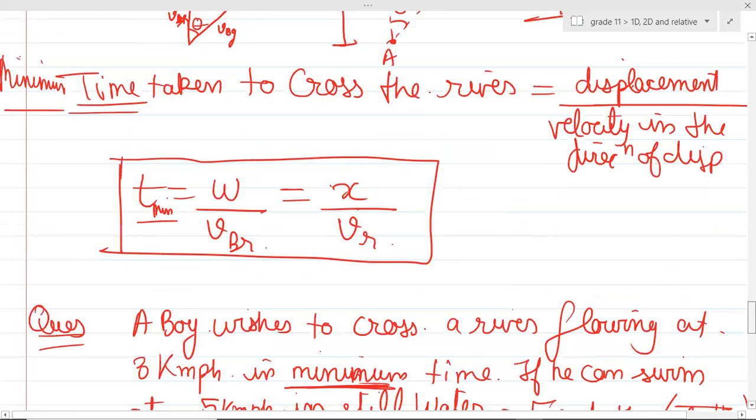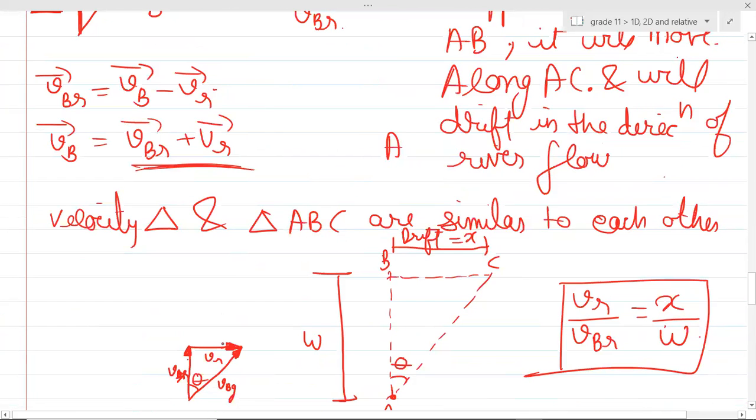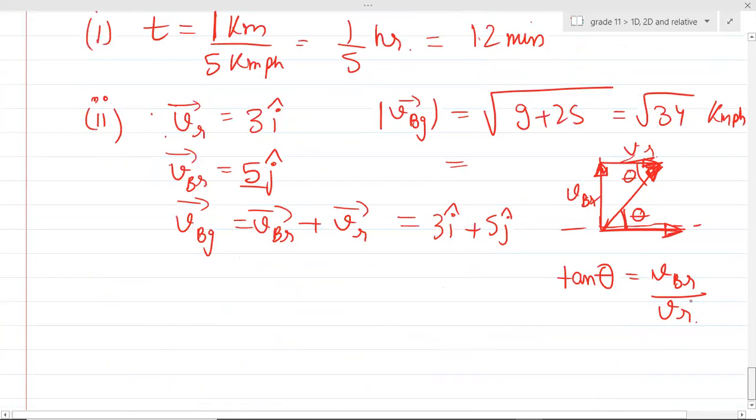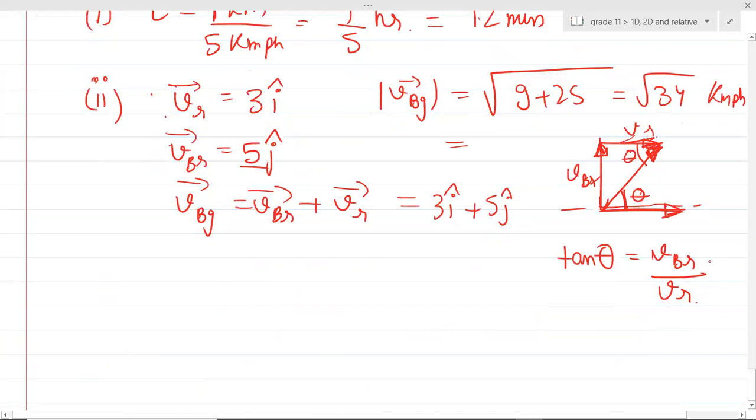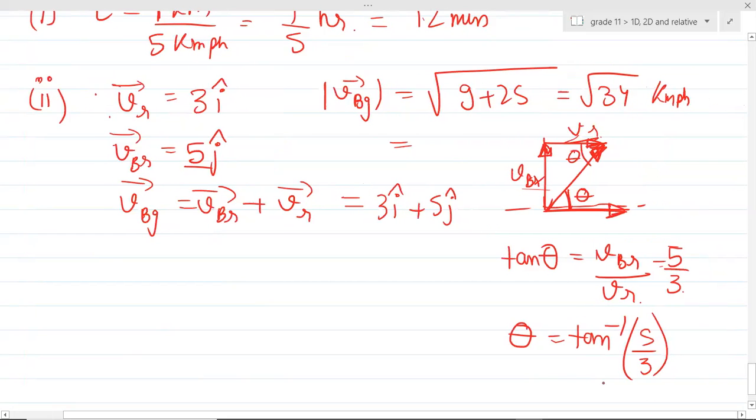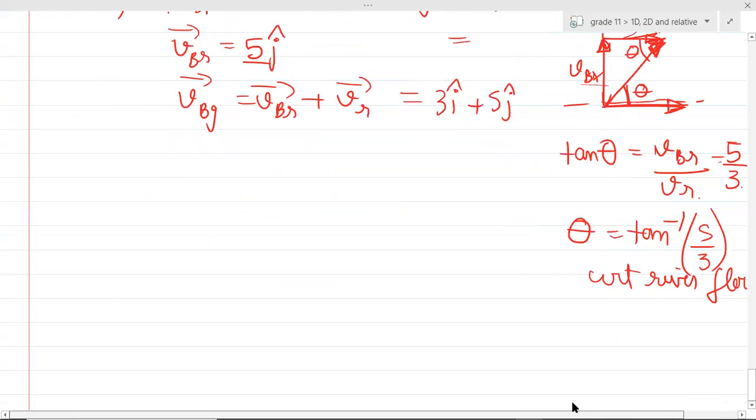So this theta is different from the one we calculated earlier. That theta was with respect to the direction perpendicular, right? So tan theta will be equal to 5 by 3. And hence theta will be tan inverse of 5 by 3 with respect to the river. Is this clear? So this is how you give the direction as well.